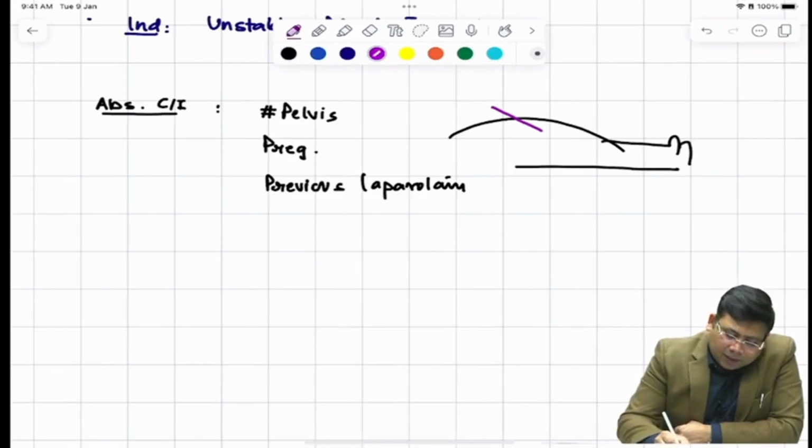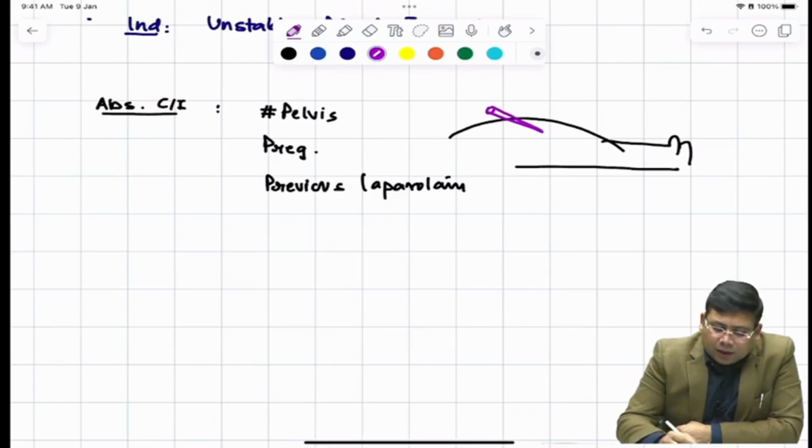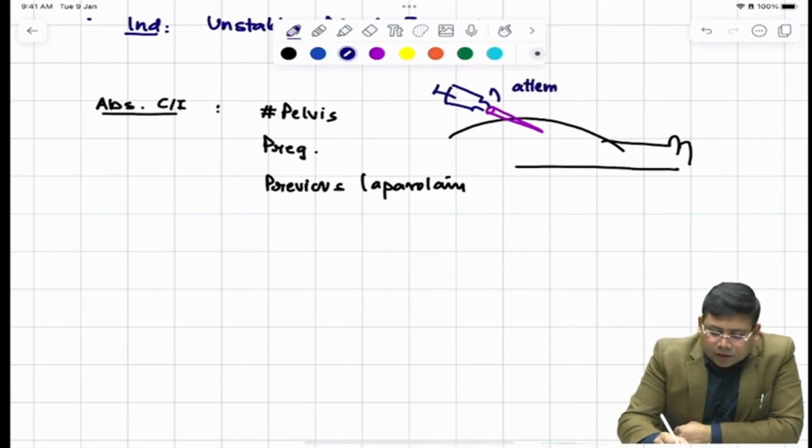It's a blind technique where you put a needle inside the peritoneal cavity. Once you put the needle, you try to aspirate out something. So once you have done this, you attempt aspiration. This is very important.